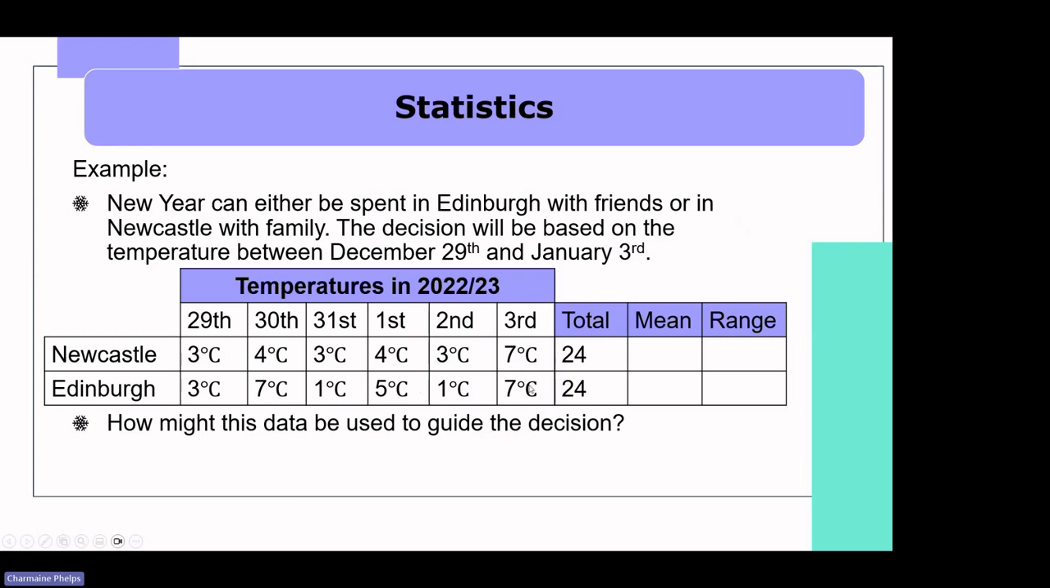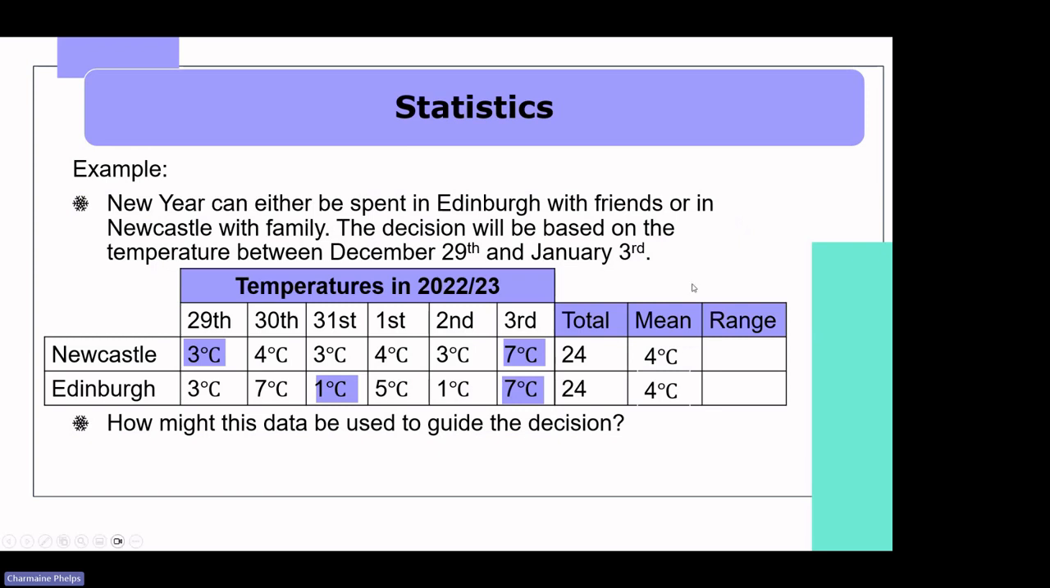Yikes, it actually adds up to the same for Edinburgh, which means the mean, you add and divide for the mean. So 24 divided by the 6 pieces of data we have, 6 days, the mean is the same. So, wow, then I may as well, it doesn't matter where I stay.